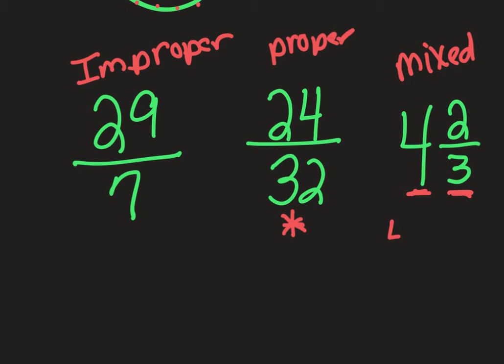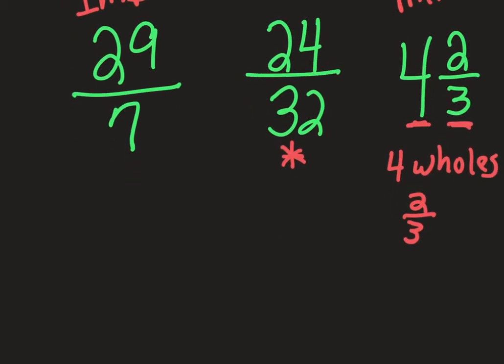So this means that you have 4 wholes and 2 out of 3 of another whole. So you have 4, but you don't quite have 5 yet. 4 whole pieces and 2/3 of another. So you have 4 whole pieces, and then you have 2/3 of another piece. Let's simplify each of those.